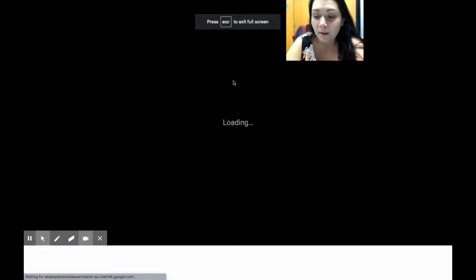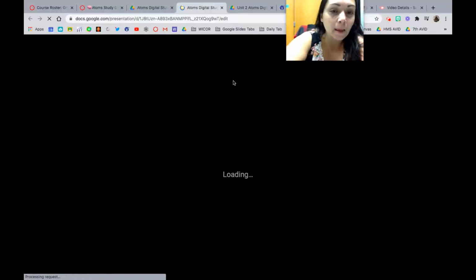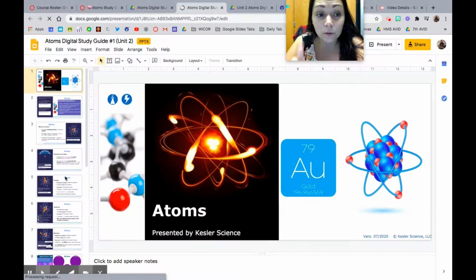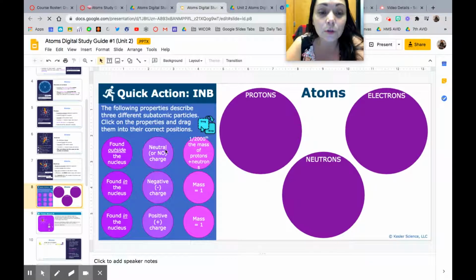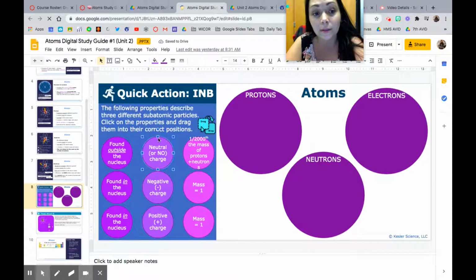So here we go. When you are working on this on your own, you're able to type into it. You're able to move all these little boxes and these pieces. So right here, you'd click on this, and then you would click on this until it gets that outline right there, and then you would physically move.